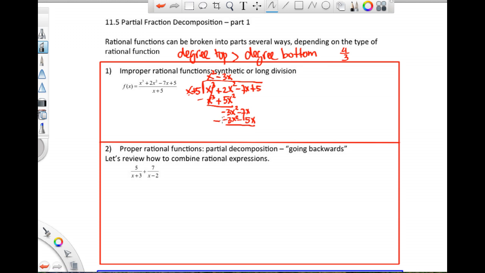When I subtract, keep in mind you're subtracting: a negative minus a negative is a plus, so that's 0, and negative 7 minus negative 15 is plus 8, so that is 8x. Then you drop the 5, so you need one more 8. 8 times x is 8x, and 8 times 5 is 40, so we have a remainder of negative 35. That means f of x can be written as x squared minus 3x plus 8 minus 35 over x plus 5. Okay, so that's something we're familiar with.